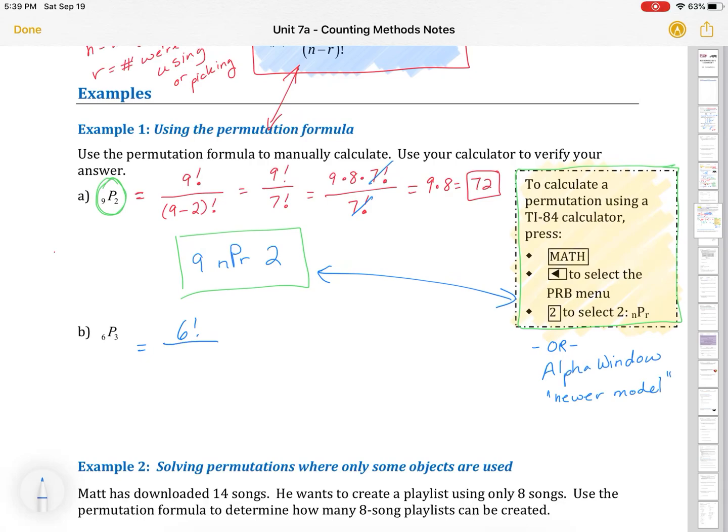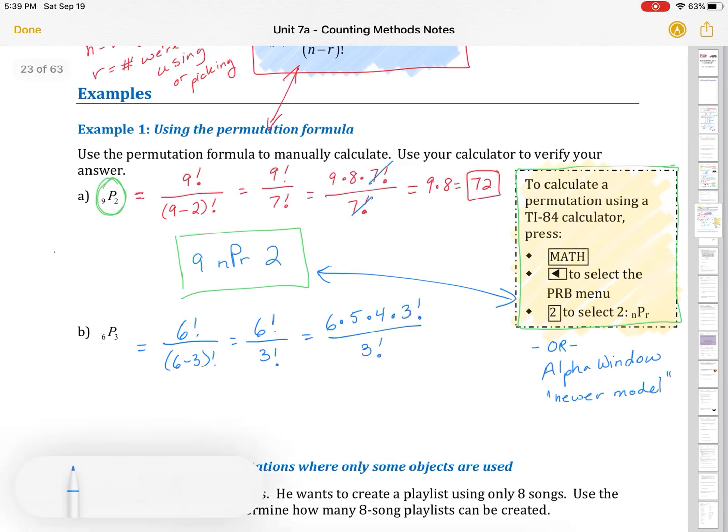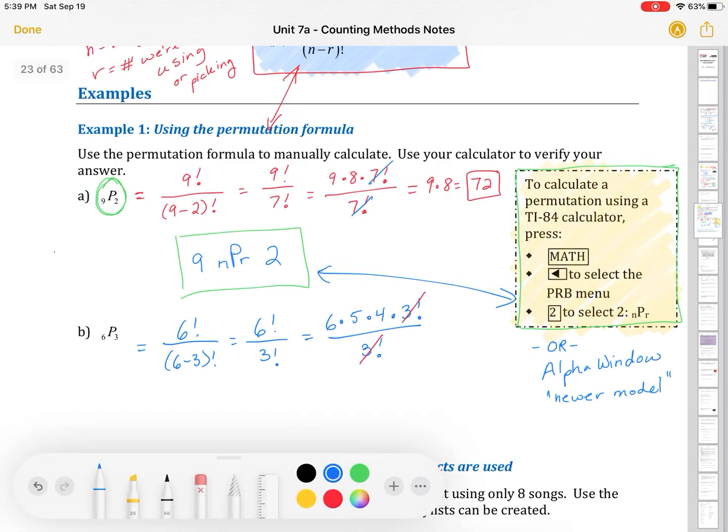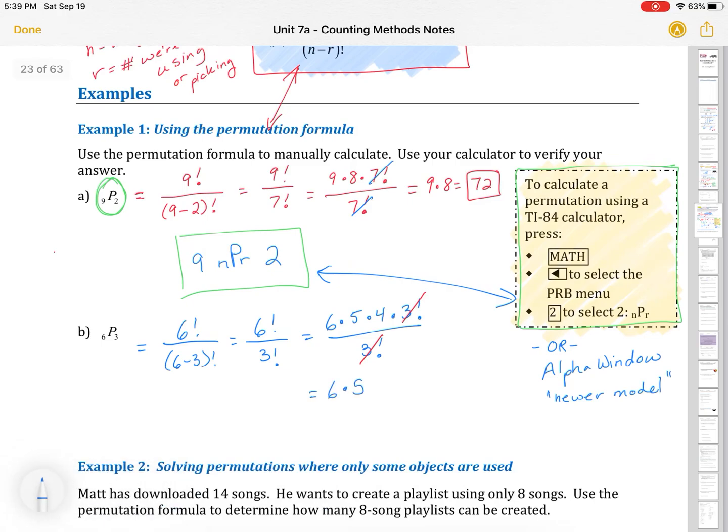Okay? You might have to look up how to do your perms. So here we do the formula, 6 factorial over 6 minus 3 factorial, which is the same as 6 factorial over 3 factorial. This is like 6 times 5 times 4 times 3 factorial over 3 factorial. Those 3 factorials will divide out. So I'm left with 6 times 5 times 4, which is equal to 120.